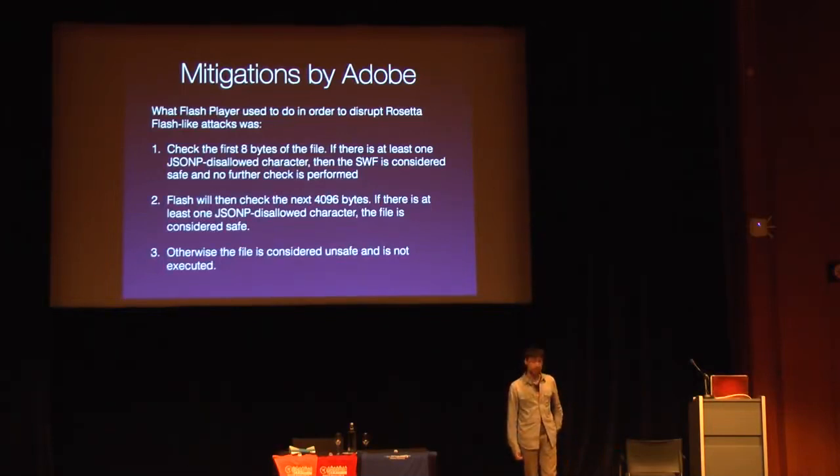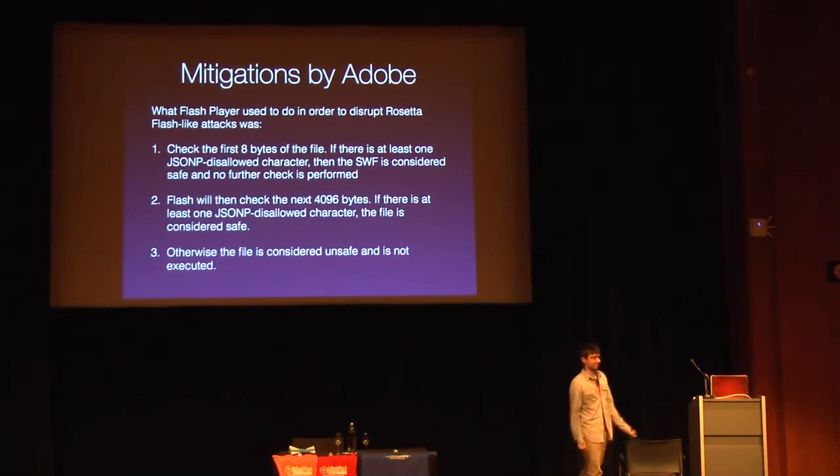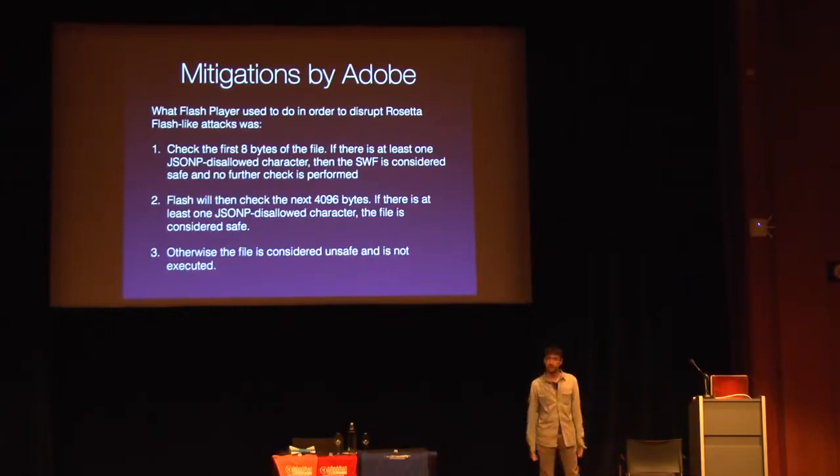So it's not Adobe's fault, right? Because that's just the format. It's not the browser's fault because, well, plugins. It's not the website operator's fault because JSONP works like that. JSONP is supposed to reflect the callback, right? So I think Rosetta is a great example of how combining several things that work as they should work can create a vulnerability.